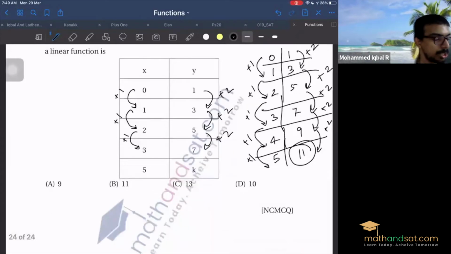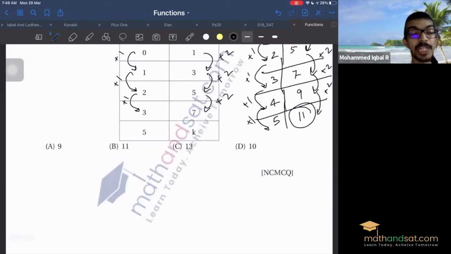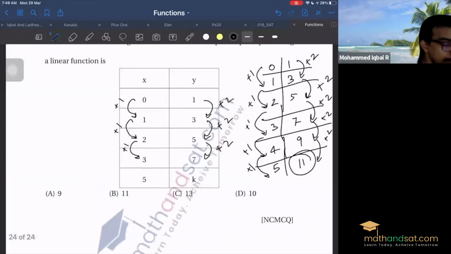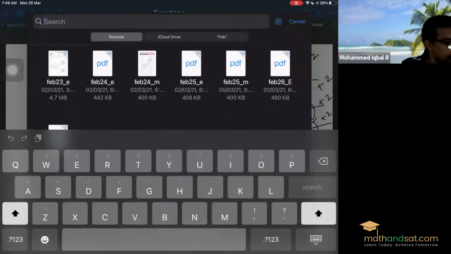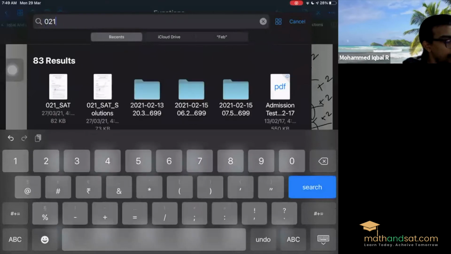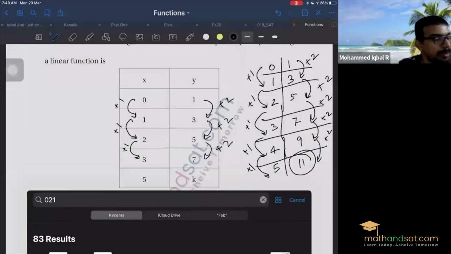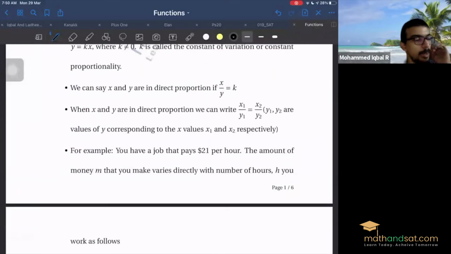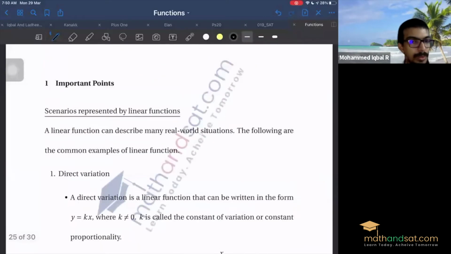Yeah. So shall we move on to the next problem sheet, which is the assignment for this week. The assignment for this week. Please take problem sheet number 21. Problem sheet number 21. Okay.